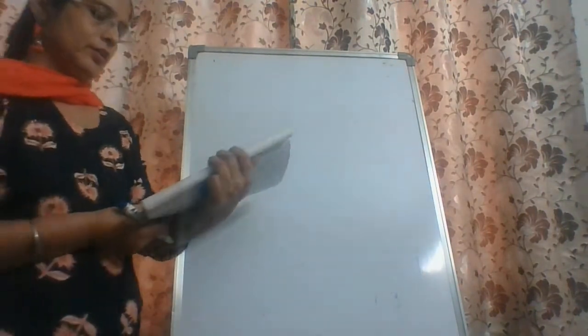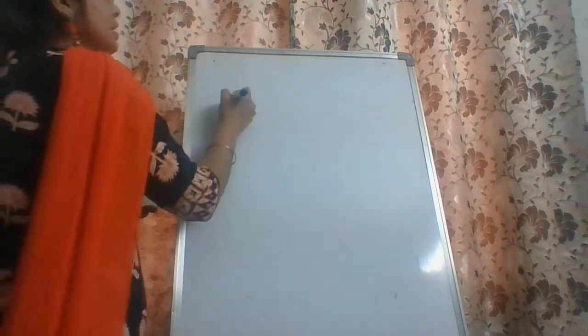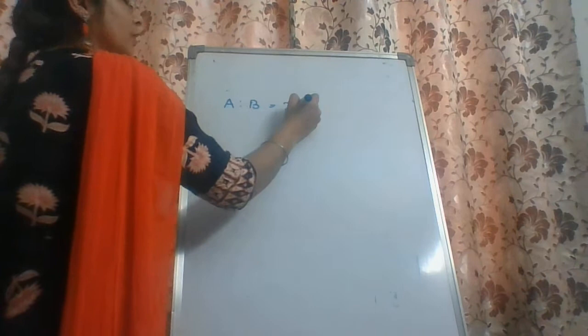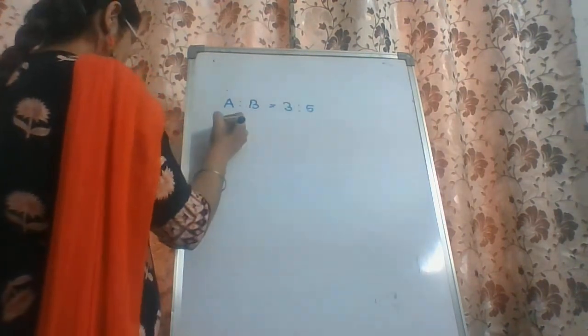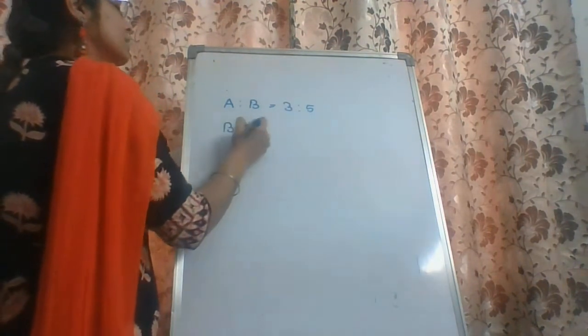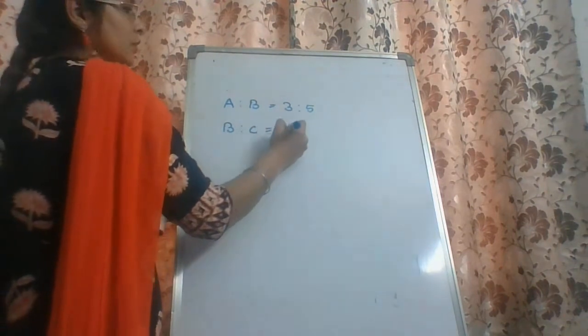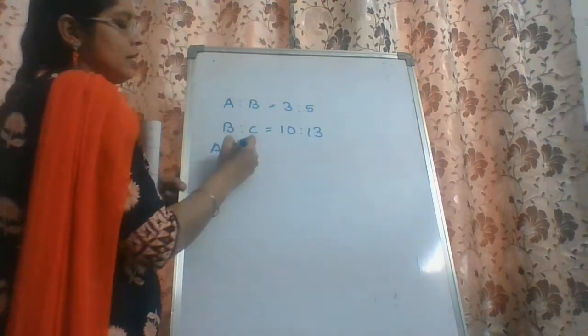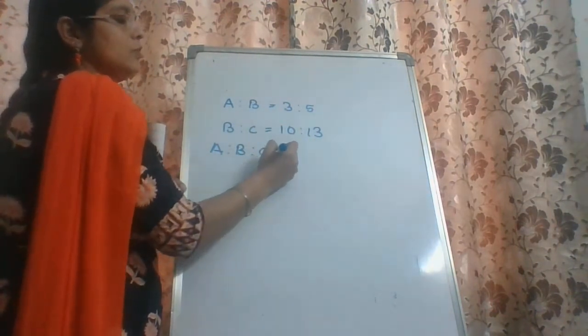Now, A is to B is equal to 3 is to 5. B is to C is equal to 10 is to 13. I have to find A is to B is to C.